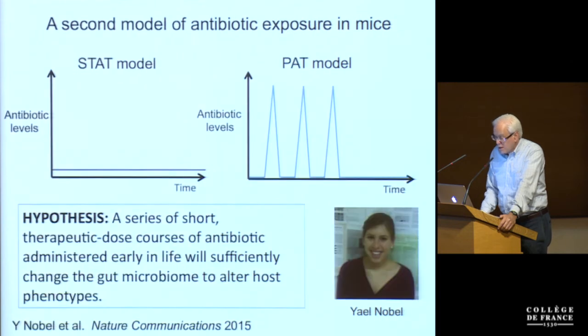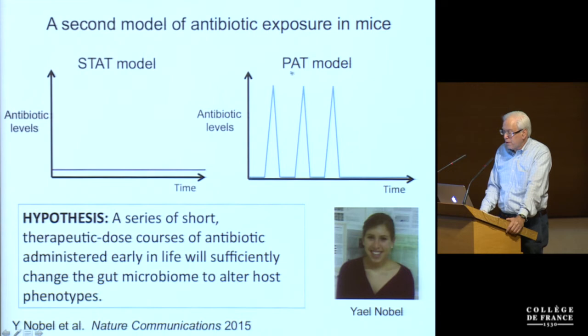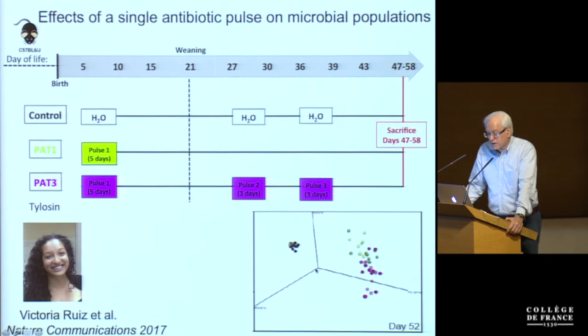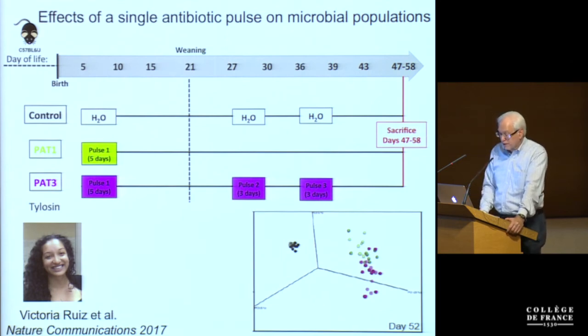Now, up to this point, the model is the STAT model, low doses of antibiotics every day in the drinking water of the mice. But Yael Noble, a student in the lab, developed a second model, which we called PAT, for pulsed antibiotic treatment. This was based on the kinds of courses that human children would get to treat their ear infections or their throat infections, therapeutic doses in 3 short pulses. And her hypothesis is that this would affect phenotype. I don't have time to show you her results, but I wanted to introduce the model and credit Yael for that.